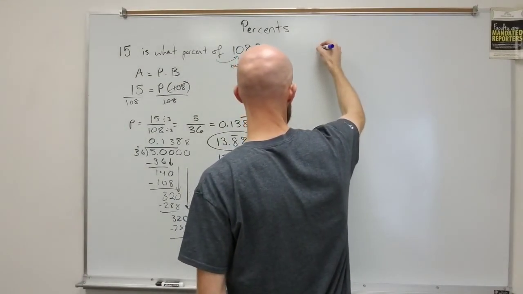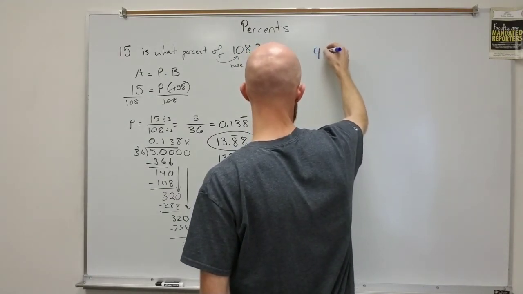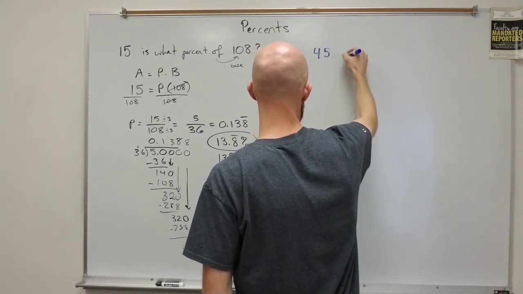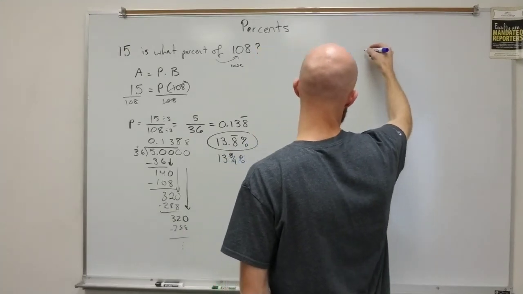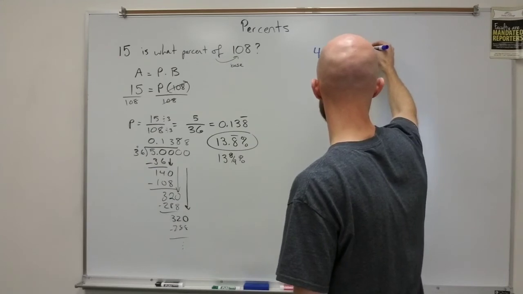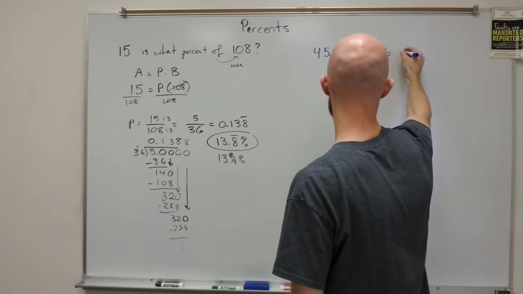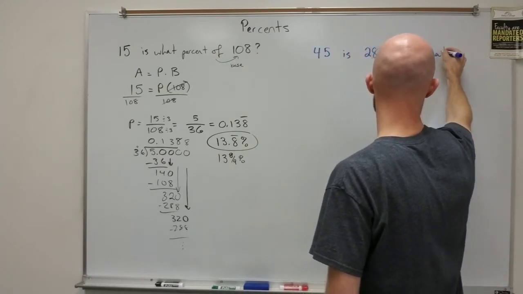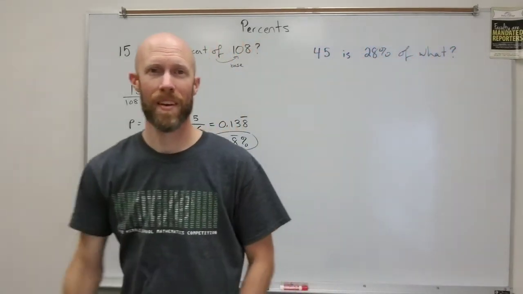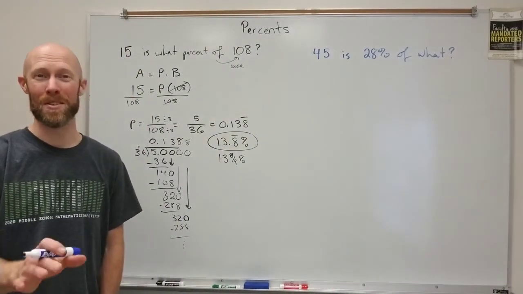So you could do, let's say, 45 is, I don't know, 45 is 28% of what? Let's see, this is gonna be ugly. It's gonna be a nasty decimal, I think. We'll see what happens here.